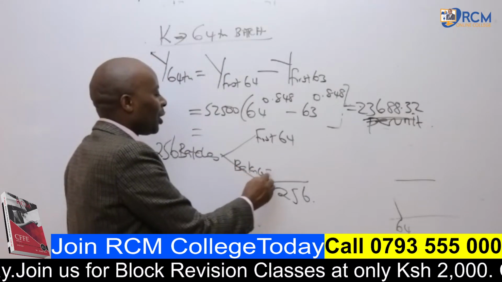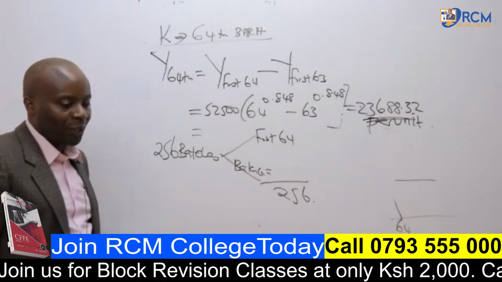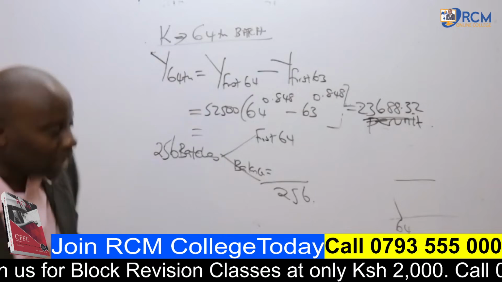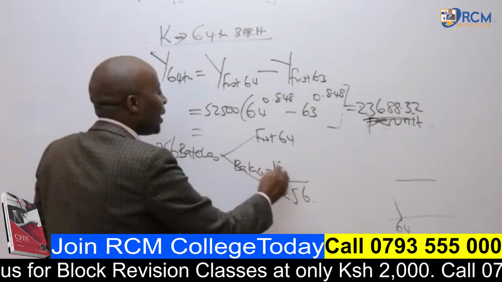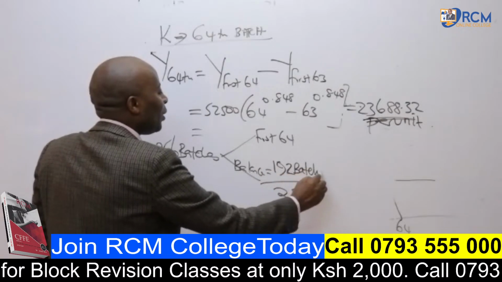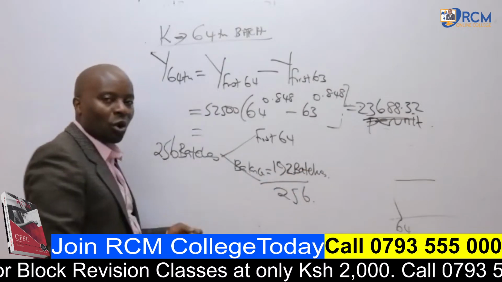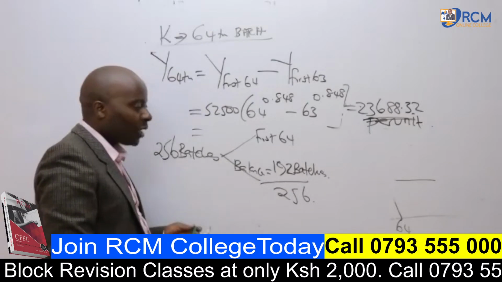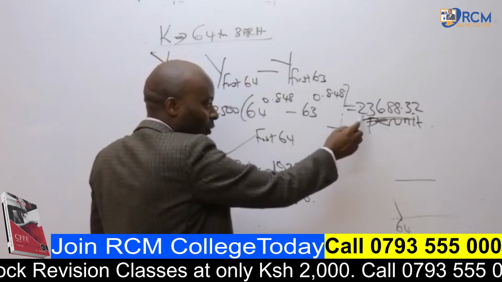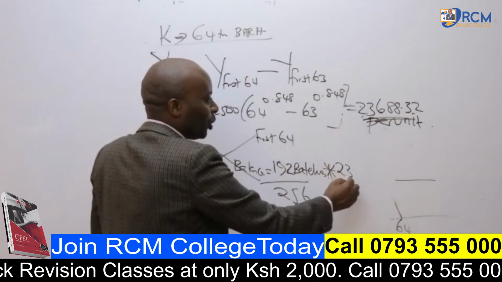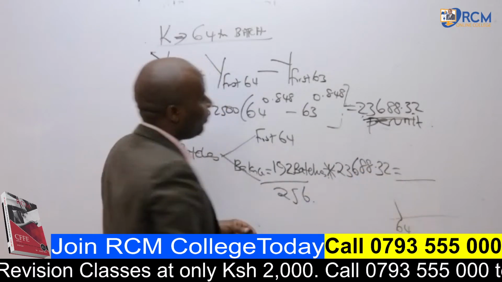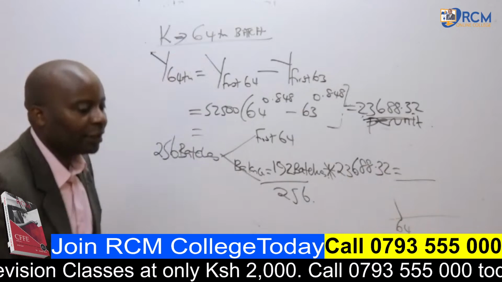So what is 256 minus 64, somebody? Rose has given me a figure of 192 batches. Remember, these are the ones which are going to enjoy the constancy, the K. Remember, this is for 1 unit. So multiply this with 23,688.32, and then kindly give me the answer for this.